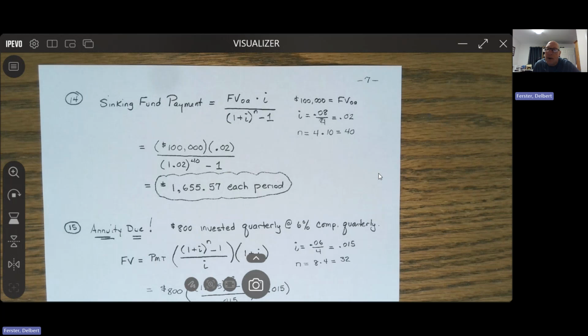You go ahead and calculate, and each period, they're going to have $1,655.57 is what they'll have to pay into the fund for each of the periods, so that at the end of that 10-year interval, they would be able to accumulate $100,000, and that's it. That's all we got going on in 14. So our sinking fund payment, $1,655.57. Solution ends on 14.